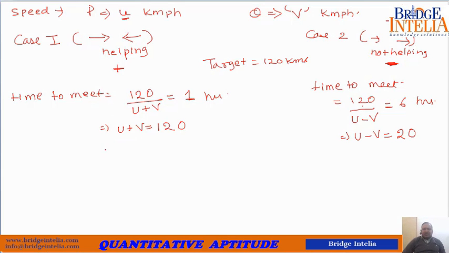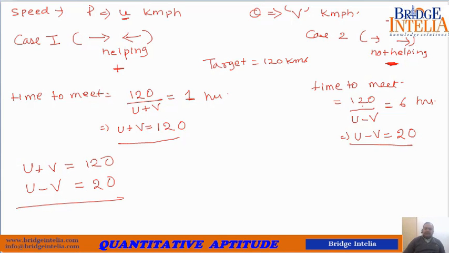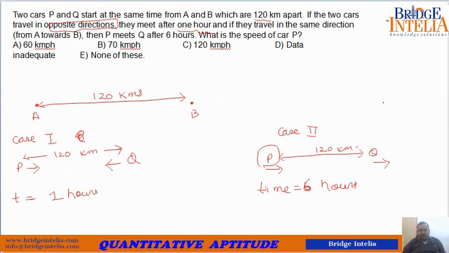So now let's solve this. If you solve these two simultaneous equations, that is U plus V is equal to 120 and U minus V is equal to 20, then you will get the value of U. Let's solve this. If you add, you get 2U is equal to 140 kmph obviously. So from here U is equal to 70 kmph. So what is U? U is the speed of P. So the question is solved. What is the speed of car P? Answer would be 70 kmph.